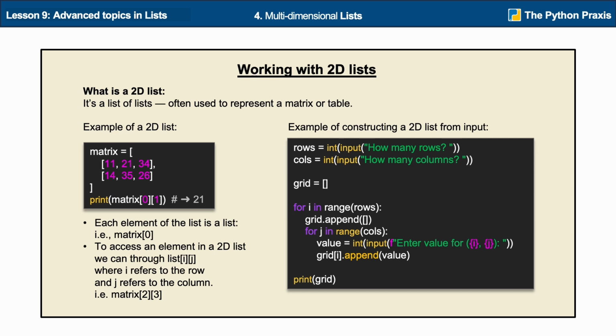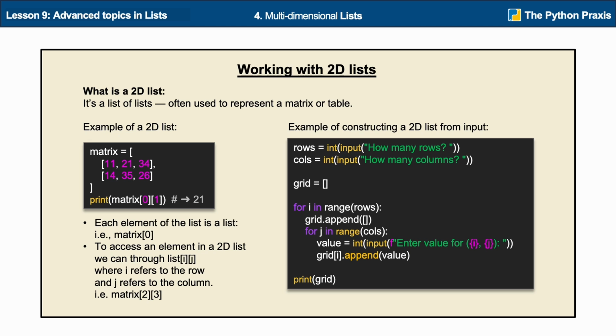For instance, in our example, we have a list named matrix with two elements. The first element is a list of three integers, 11, 21, and 34. And the second element is another list with three different integers, 14, 35, and 26. When typing print matrix with indices 0 and 1, it prints 21, the element from first row, second column.